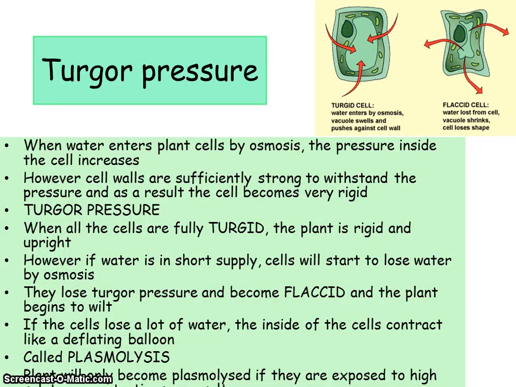So, as I said, we're looking at turgor pressure, and this is when the water enters the cells by osmosis, and creates a pressure inside, and this is known as turgid. If there's not enough water, it's flaccid. If the vacuole pulls away from the sides, this is called plasmolysis, and the cell becomes plasmolysed.